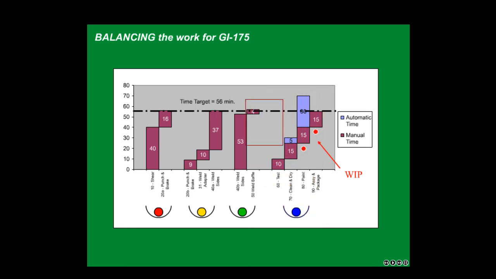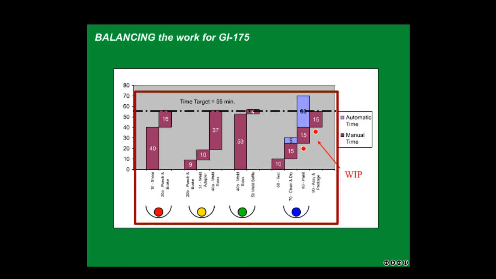As you can see, once we find a 1 minute reduction in the process for operator number 3, each operator in the cell will have a balanced workload, and the GI-175 model can be processed with the 4 operators, the manpower that was calculated earlier using our Tack Time average weighted time cycle time chart.